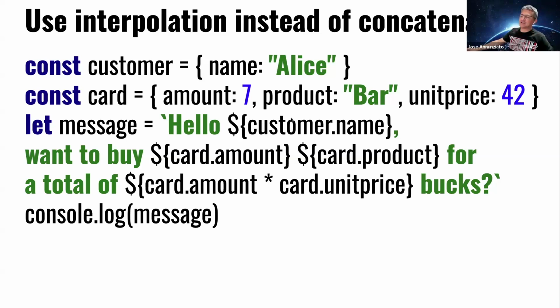And we're using the object customer.name. In this case, customer name is Alice. Notice it has a curly bracket around it and the $ sign in front of it, right? So this evaluates to Alice. So hello, Alice wants to buy, and this is the cart amount. So amount is 7. So wants to buy 7 card product.